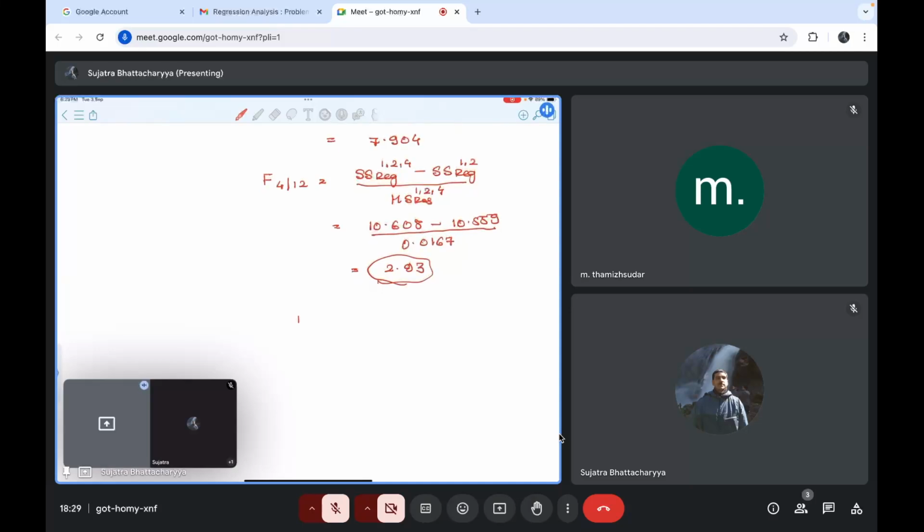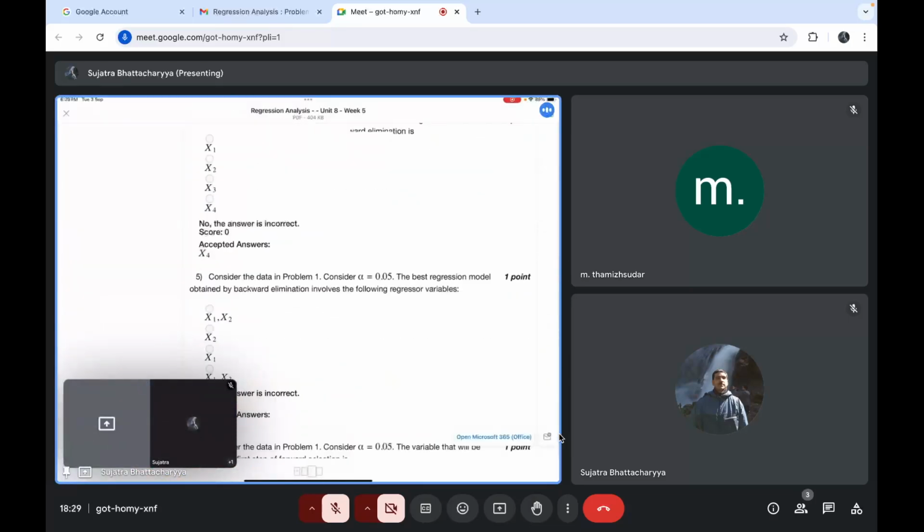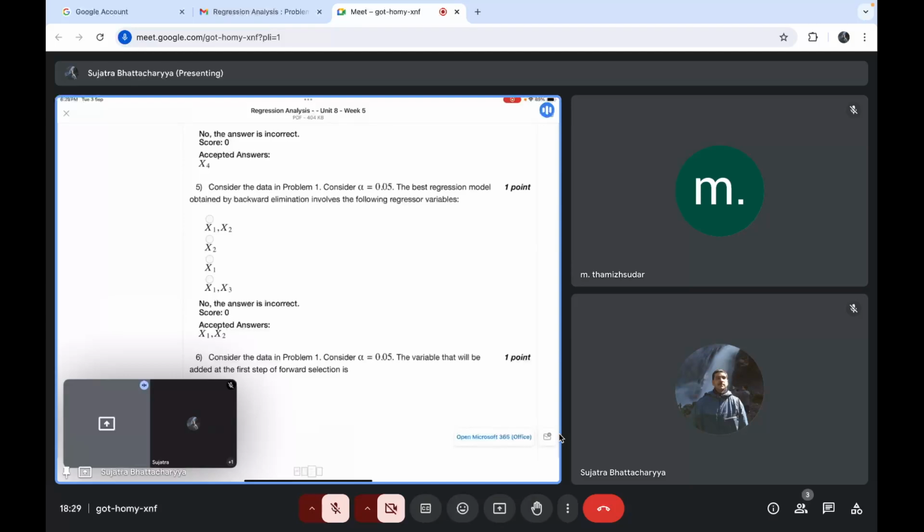Let's check F 0.05, 1, 27 this time, and this gives you 4.21. So 2.93 is less than 4.21. Therefore, x4 now can be removed or eliminated. So after the second step, we have eliminated x4. Okay.